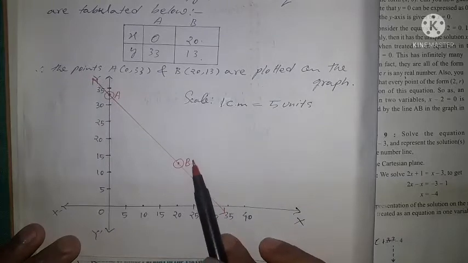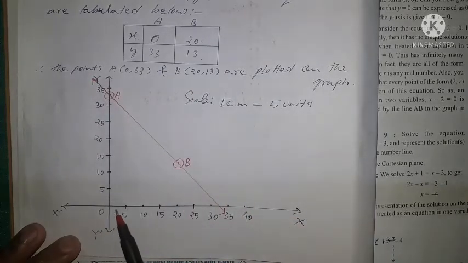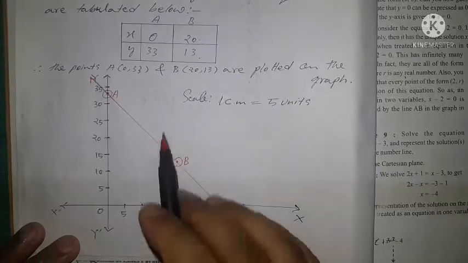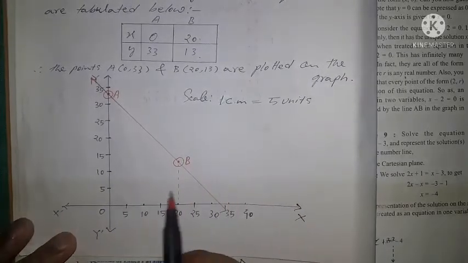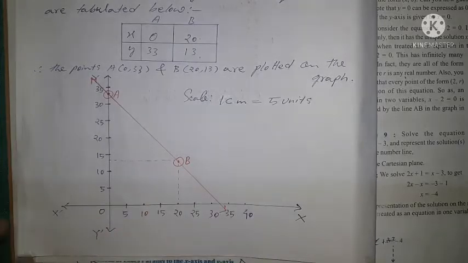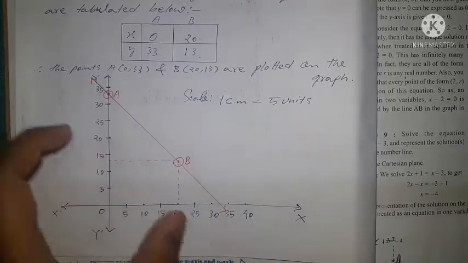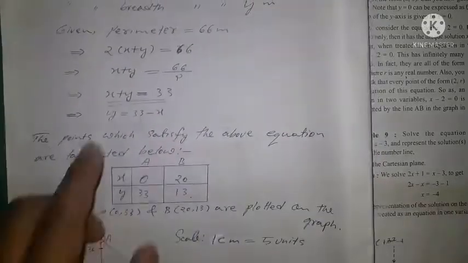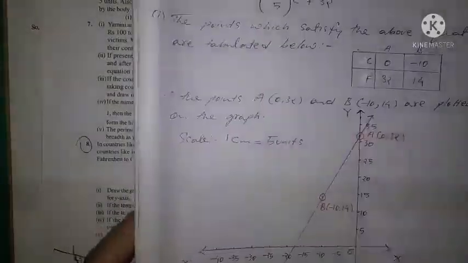And similarly B, it is 20, 13. As we can see, in the x-axis there is a movement of 20, and in the y-axis it is 13. So 13 means just less than 15. So this is point B. If we join these points A and B, we will get the graph. So this is the graph of the linear equation, that is x plus y is equals to 33.